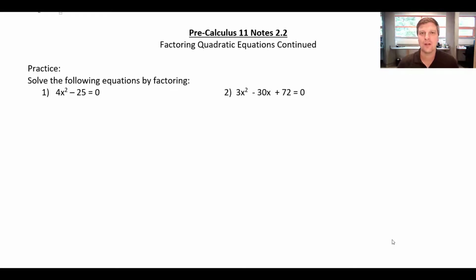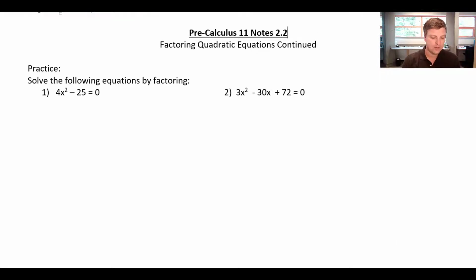We're going to do our next set of notes for Pre-Calculus 11. This is the second set of notes for Unit 2. Really, we're just going to do a continuation of what we started in the last video, which is taking a look at how to solve quadratic equations by factoring. We're just going to do a few examples, just a reminder of some of those special cases, because the straightforward factoring ones I think are pretty easy, but there's a few wrinkles we can throw in here and there.